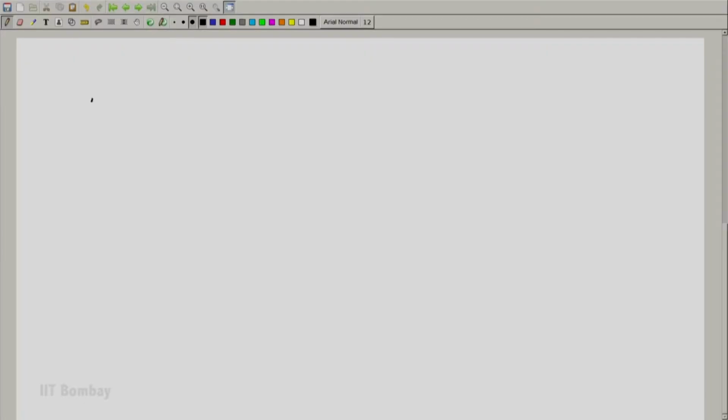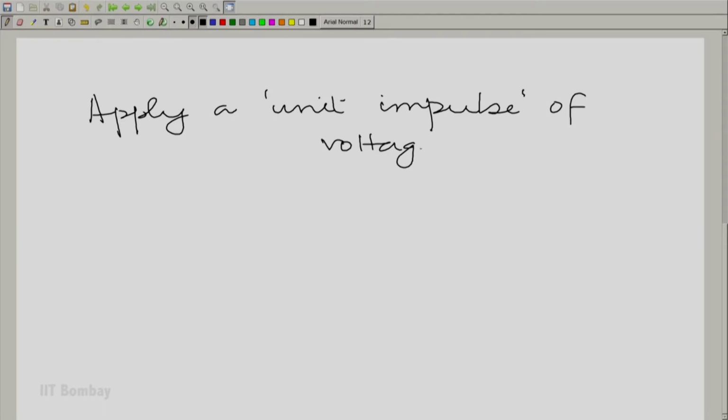You see, if I wish to find the impulse response of this circuit, theoretically I should be able to apply a unit impulse at the input and seek the output. What do you mean by unit impulse? A unit impulse voltage, remember. So, let us put that principle. Apply a unit impulse. Now, what does this mean? You see, what is a unit impulse of voltage?